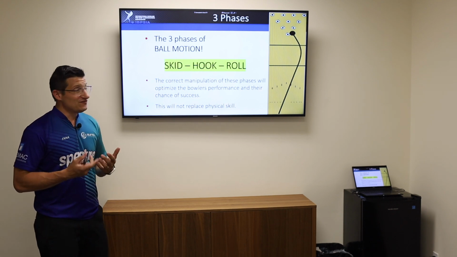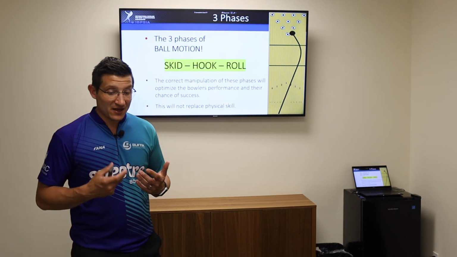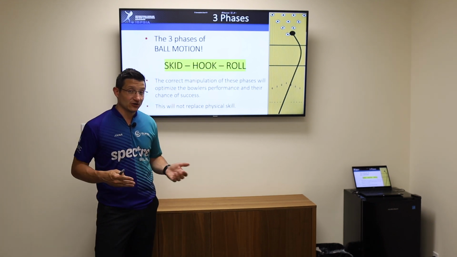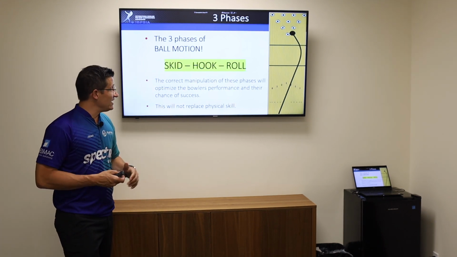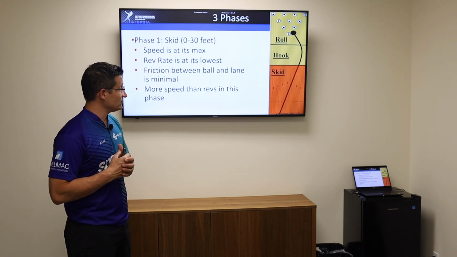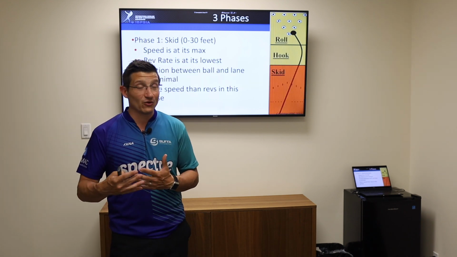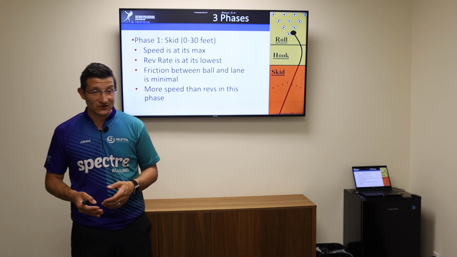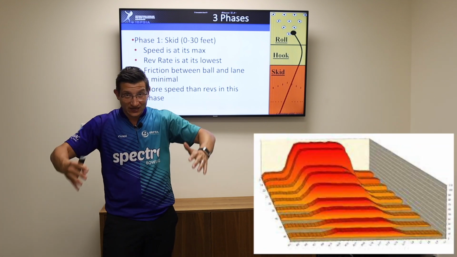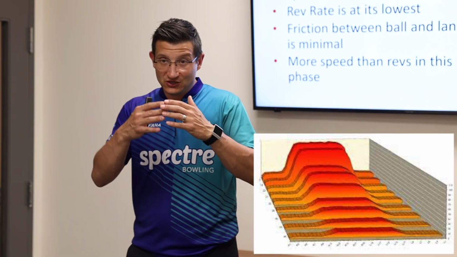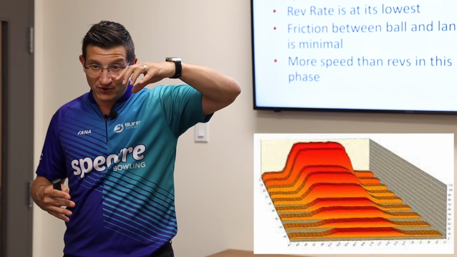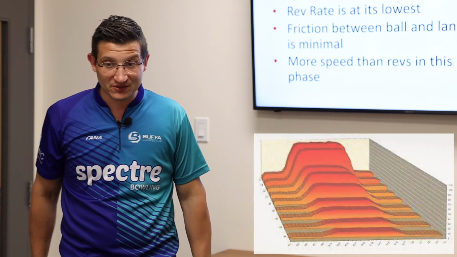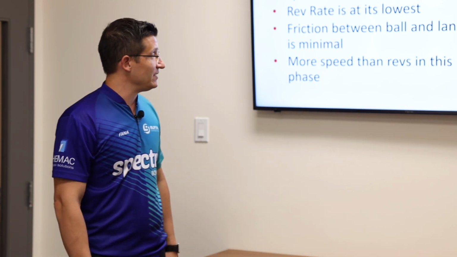So there are 3 phases in ball motion, okay? This is everything, no matter what, okay? You have the skid, the hook, and the roll phases. First thing is the skid phase, okay? So the skid phase is the heaviest oiled part of the lane, which is the front part of the lane, okay? If you ever look at a lane graph in 3D, it basically looks like a big ski slope, okay? So more oil, more volume in the front part of the lane, a little bit less on the outside, and also tapering down towards the pins. So basically it looks like a big mountain, okay?